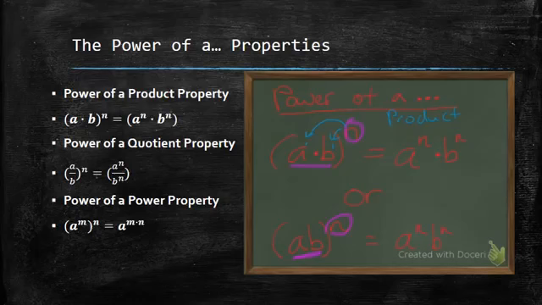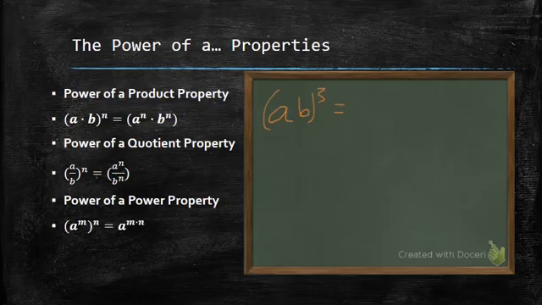So let's look at a couple of specific examples. So let's look at this one. If we got a times b, or ab to the 3rd power, we got to distribute that exponent, so you're going to get a cubed, b cubed. Simple enough, right? So here's another example of 2 bases, 2 and x. You're going to raise them both to the 4th power, so you're going to have 2 to the 4th, x to the 4th.